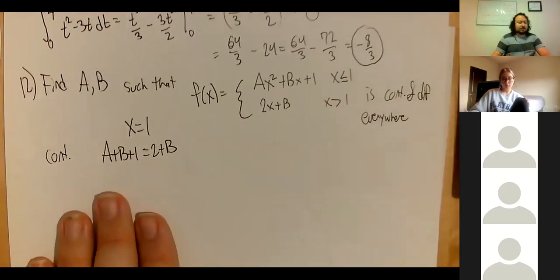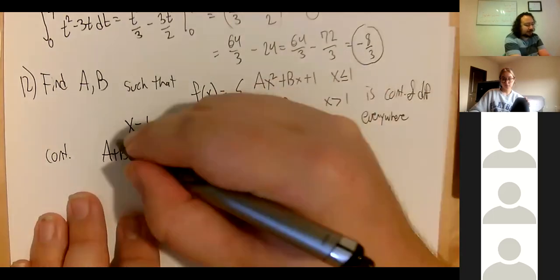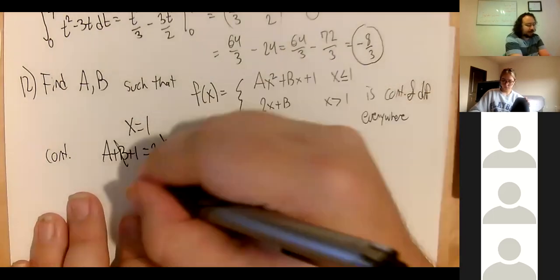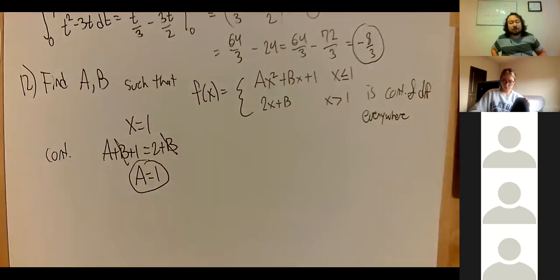We get this from the function needing to be continuous and for these two to meet at this threshold of 1. What we can do here is cancel out the b's. We can subtract 1 over here. And we see that in order for it to be continuous, we need a to equal 1. A equals 1 is going to guarantee that we're continuous here.